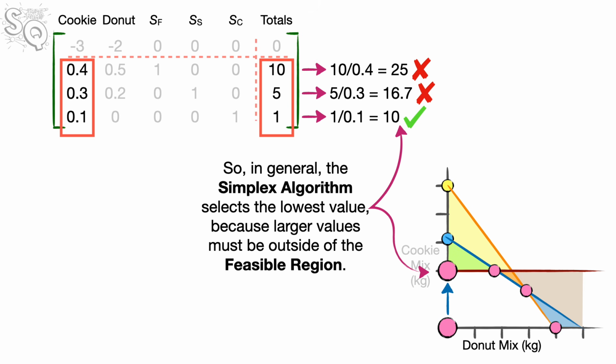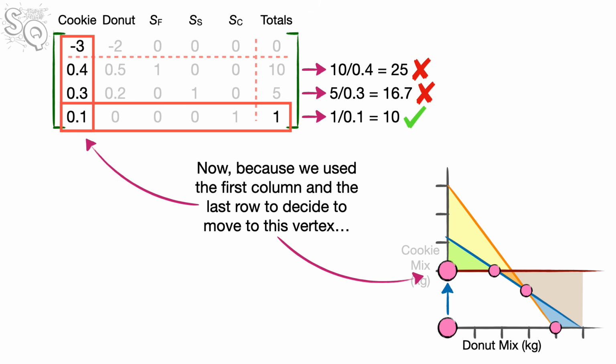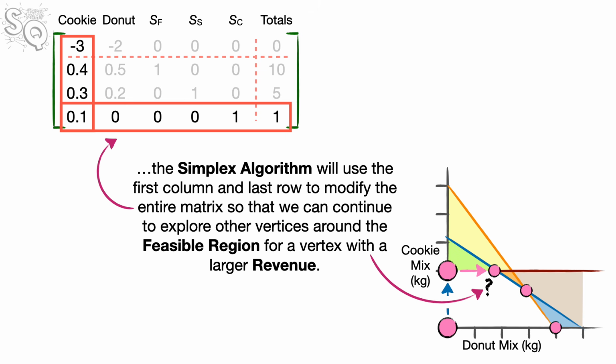So, in general, the simplex algorithm selects the lowest value because larger values must be outside of the feasible region. Note, if there were ties in the smallest ratio, it is common to just select the row with the lowest index. Now, because we used the first column and the last row to decide to move to this vertex, the simplex algorithm will use the first column and last row to modify the entire matrix so that we can continue to explore other vertices around the feasible region for a vertex with a larger revenue.